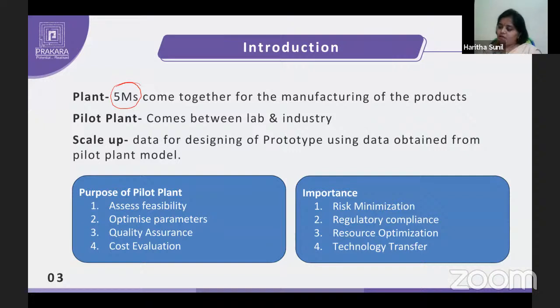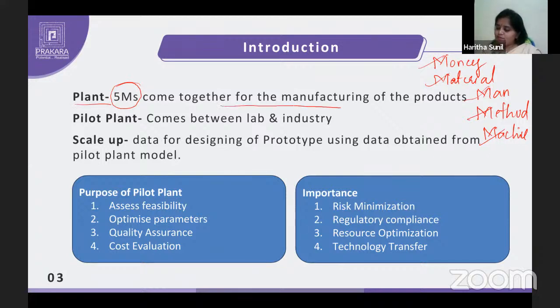These 5 M's are nothing but money, material, mankind, that is personnel, how many people are required. So man, and then we have the method as well as the machine. So all these 5 M's are required in order to construct a plant, which is used for the manufacturing of this particular product. That is why we call it the 5 M's.